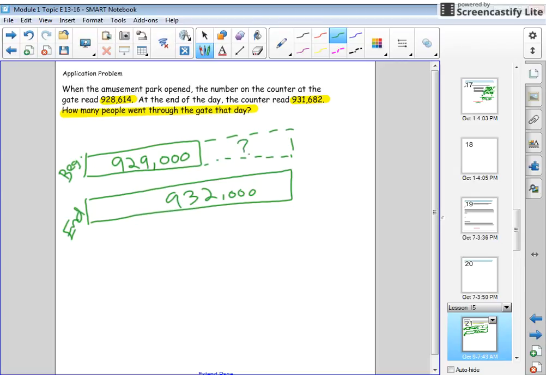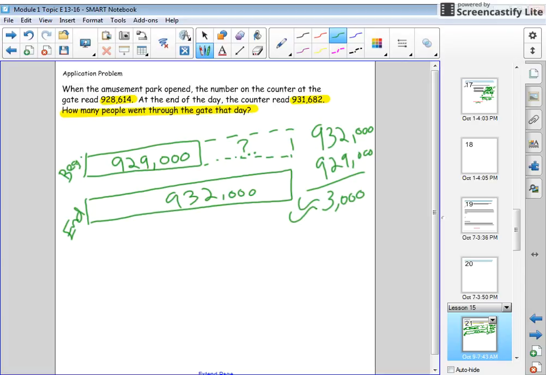Our variable is the unknown amount, and it's the amount of people that came in from the start of the day to the end of the day. I can now subtract, and I get about 3,000 people. To make my answer complete, I'm going to have to put this into an answer statement.